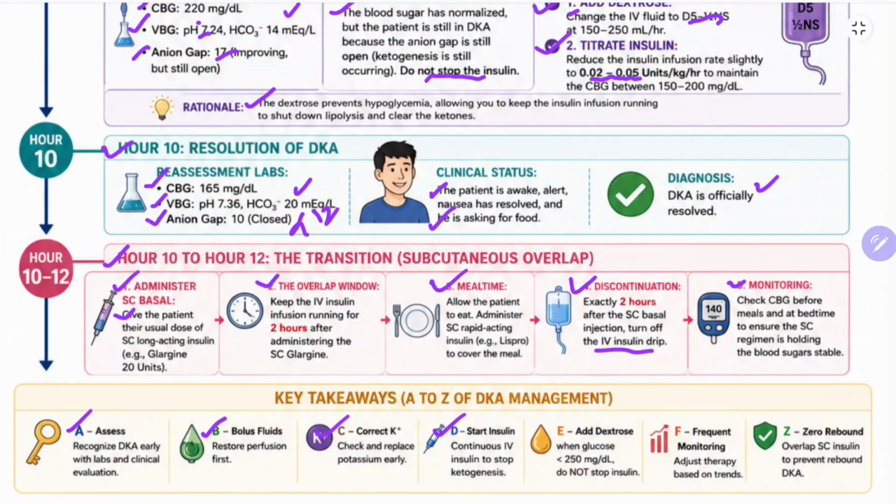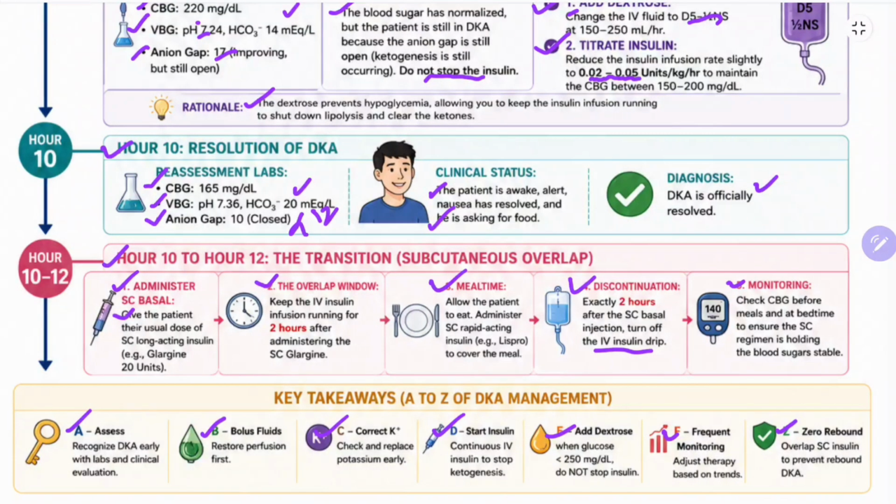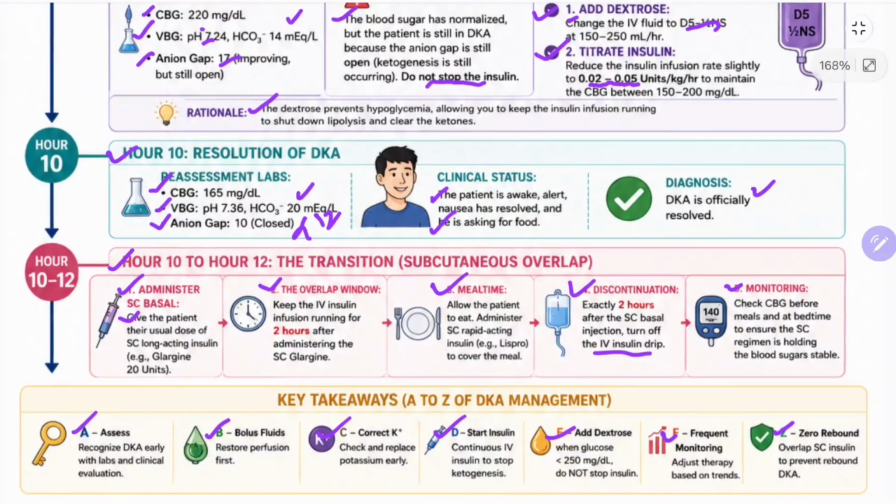Start insulin, continuous IV insulin to stop ketogenesis. Add dextrose when glucose falls below 250 mg and do not stop insulin. Frequent monitoring, adjust therapy based on it. So glucose and potassium every hour. Other basic metabolic panel like pH, bicarbonate and urea, creatinine every 2 to 4 hours. Overlap subcutaneous insulin to prevent rebound diabetic ketoacidosis.